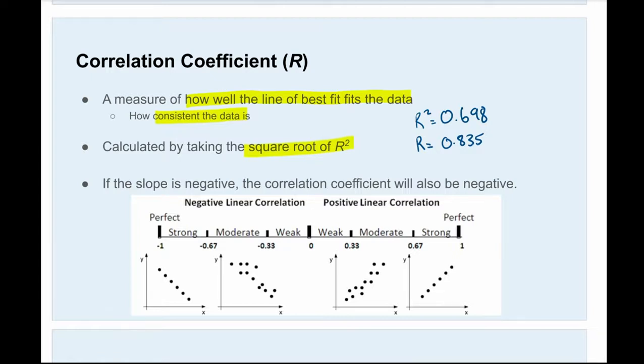And one thing to note, because we're taking the square root and our R squared value is always going to be positive, if the slope is negative, then we have to include a negative for our correlation coefficient. So we take the square root and then add a negative. So again, hopefully we're familiar with what a negative and a positive line looks like.